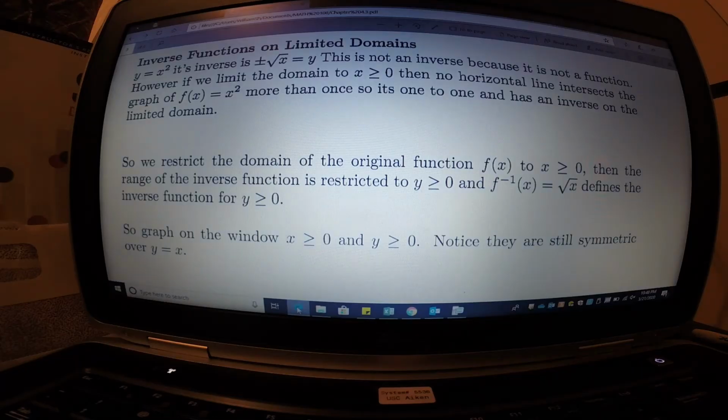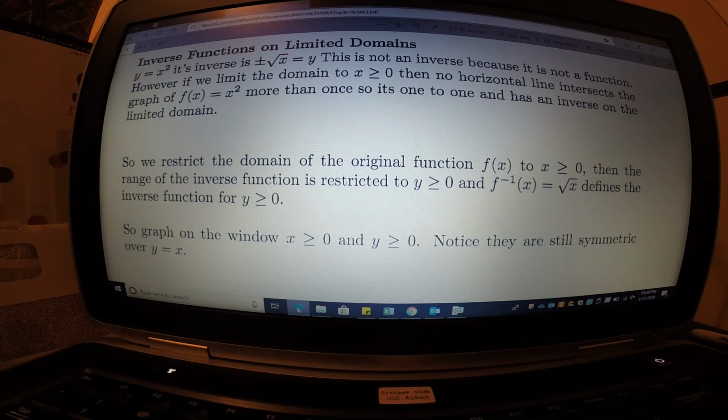Alright, next part of your notes says inverse functions on limited domains. Okay, let's look at y equals x squared. Its inverse is plus or minus the square root of x equals y. This is not an inverse function because it's not a function. In order to be a function, it has to pass the vertical line test. Graph that, you'll see that it clearly doesn't.